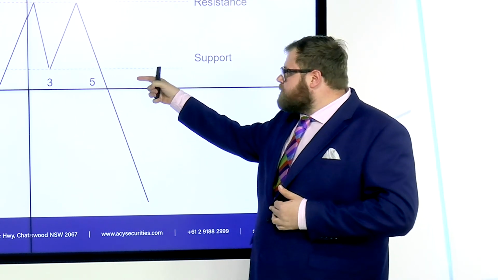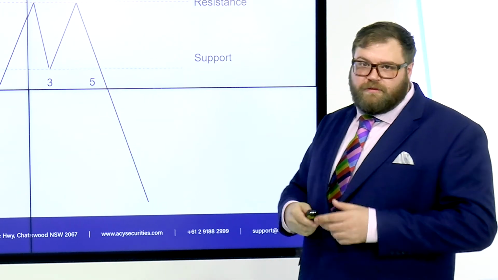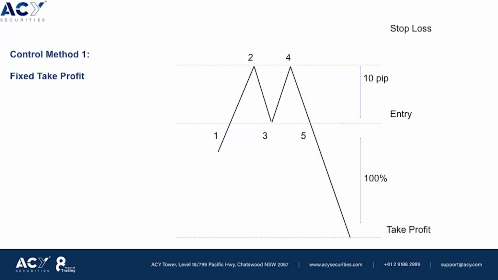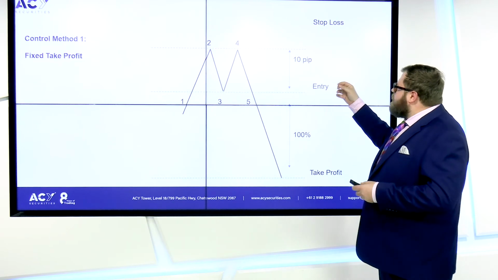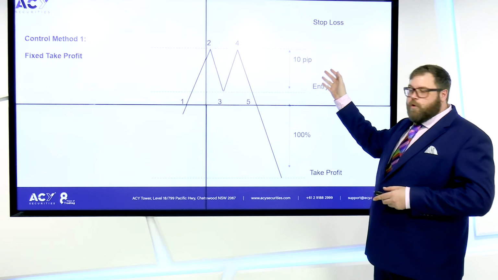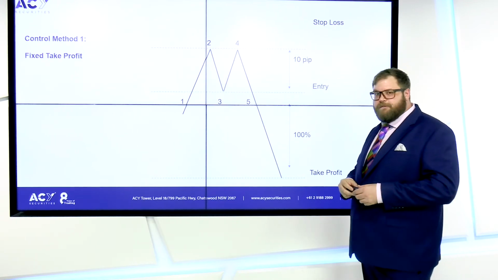You want to have your entry point somewhere around here, allowing you to put a stop loss behind your resistance line. Now, there are a couple of different ways to control price. The first and easiest way to do this is to run it with a fixed take profit. At point 5, you've defined your pattern, and you would set a stop loss behind point 4 and 2. You'd be aiming to have it behind that resistance line, just like I said before.